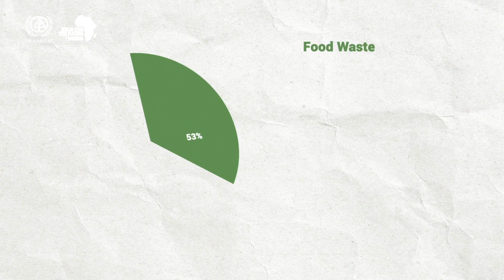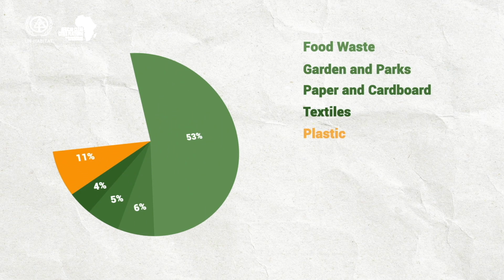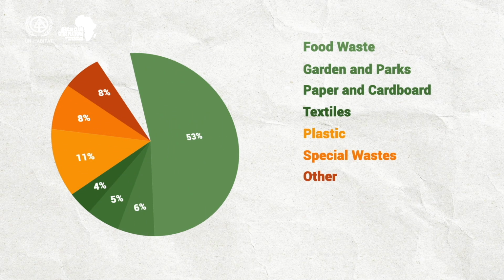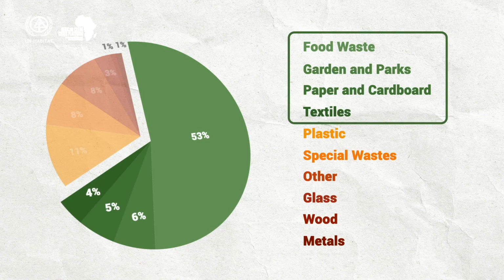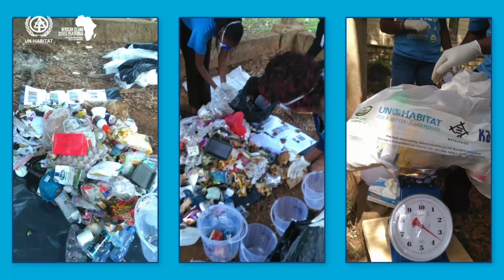Here's an example of the results of a composition study of municipal solid waste from a typical low-income city in Africa. This shows that 68% of the waste is biodegradable. This can vary enormously and can often be much higher, particularly in sub-Saharan Africa. So, it's important to undertake a composition study for your own city and understand how the waste composition influences the design and operation of the disposal site.